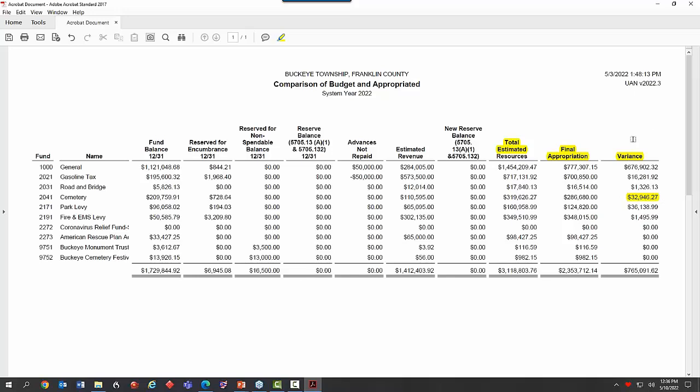my variance. Now, if you have negatives in this column, you have appropriated more than you're allowed. So it could be like one person in the audience who says, I can't get my amended certificate right, this column isn't right yet. So we don't really know if the variance column is accurate. So as long as this column, total estimated resources, matches your amended certificate, and the final appropriation column is everything your board has appropriated so far, your variance column is accurate. And I know I can go to my board and say, we have $32,000 we can appropriate.